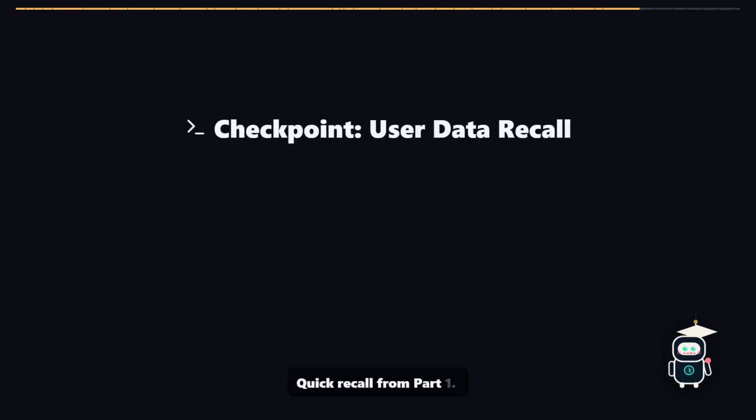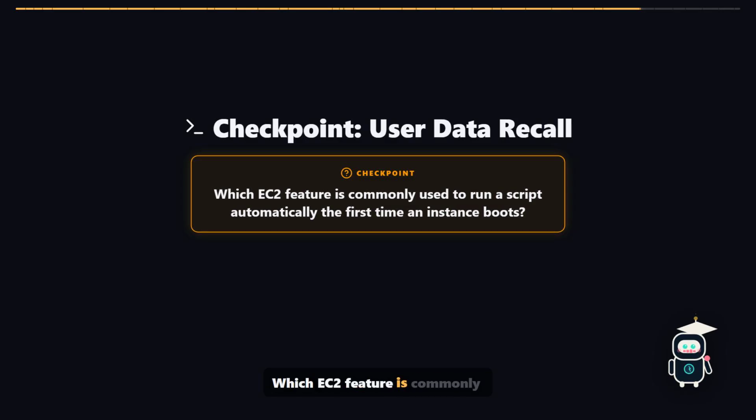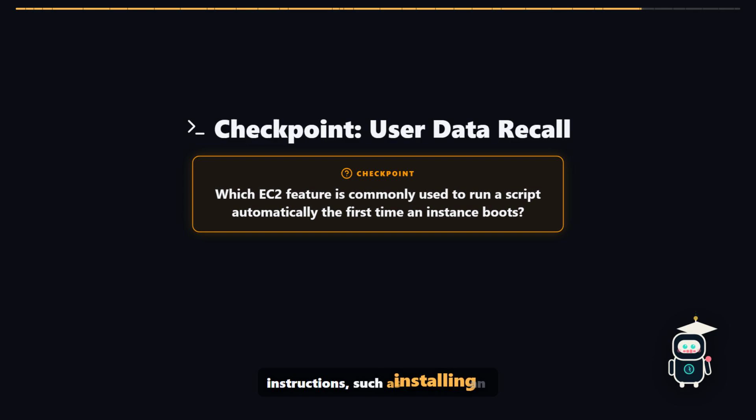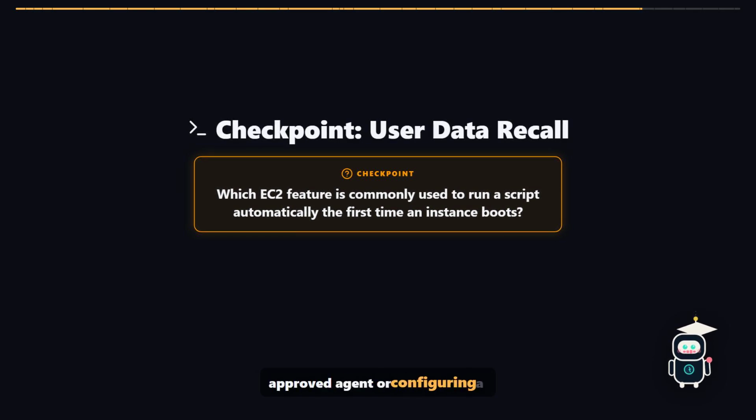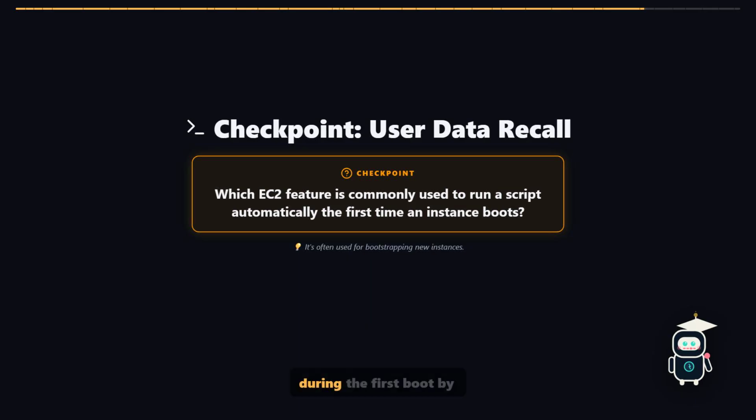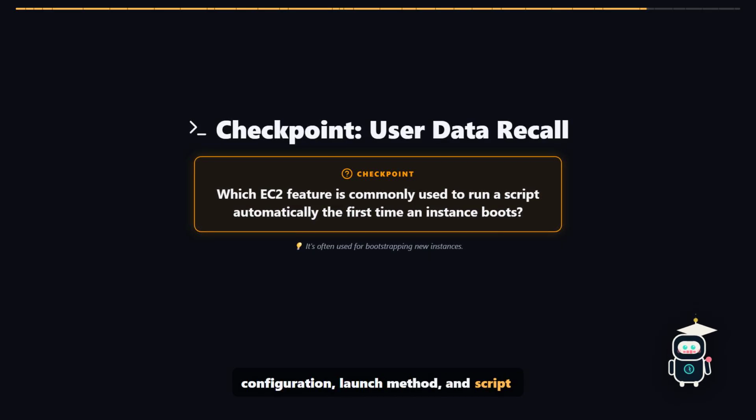Quick recall from Part 1. Which EC2 feature is commonly used to provide launch time configuration instructions, such as installing an approved agent or configuring a test service when an instance starts? User data. For many Linux AMIs, user data scripts run during the first boot by default. But the exact behavior depends on the AMI, cloud init configuration, launch method, and script format. That is why you test the automation and inspect its logs.